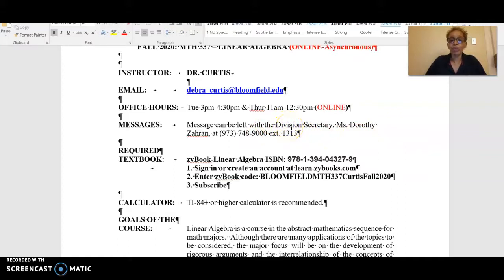The secretary can be reached at 748-9000, extension 1313, or if you're on campus, she's in the Science Building or College Hall, room 238. The required book is a Zybook, Linear Algebra. Here's the ISBN number. You sign in by going to this website, learn.zybooks.com, and enter the code Bloomfield Math 337 Curtis Fall 2020, and then you subscribe. I think your book is probably $60.